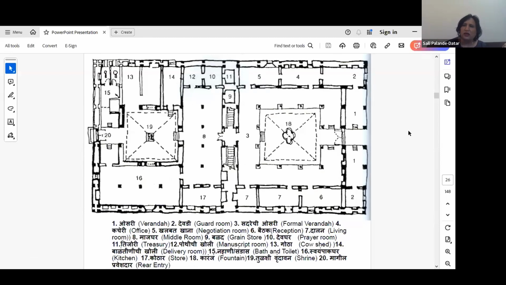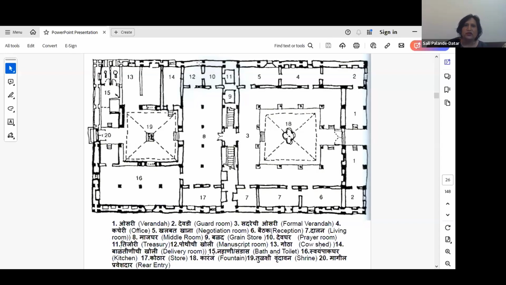Like in many medieval structures, as you enter the building, the space becomes more and more private and personal as you go inside. So the entry of a guest would be contained in the initial part of the wada, where you have the formal verandas, the guard rooms, and the offices. We also have places like negotiation rooms for political discussions. Then we have reception areas and living rooms, where the male folk mainly dominate the scene. As you go inside, we have the older people staying in the middle, which is called Masghar, and so on.